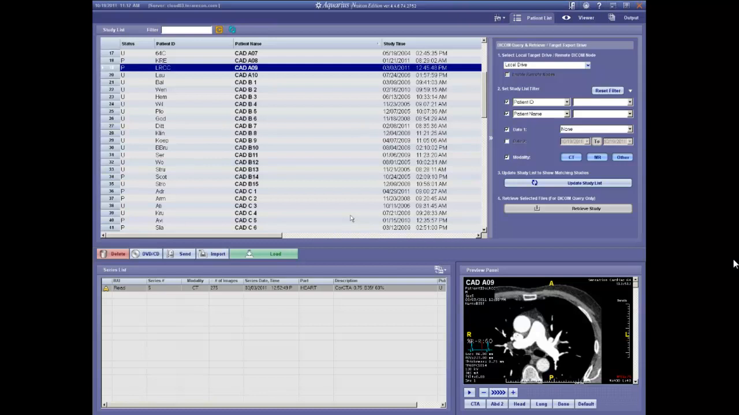And today I'd like to demonstrate a reading style. So what you're looking at really is the splash page, the beginning page, and a list of the many cases that we've posted for use in our course and for use today. And I've selected one identified as coronary artery disease A09.